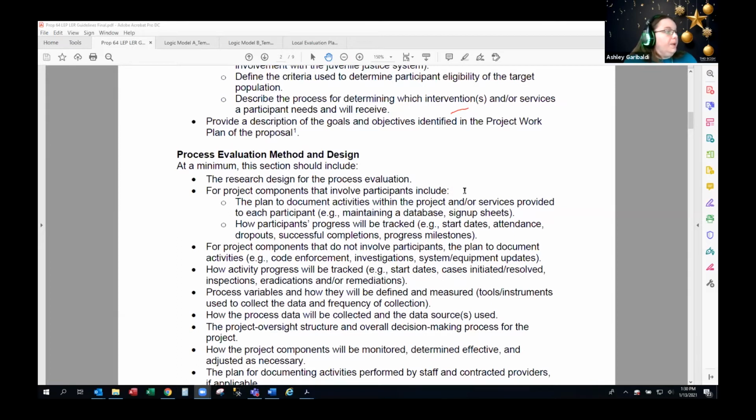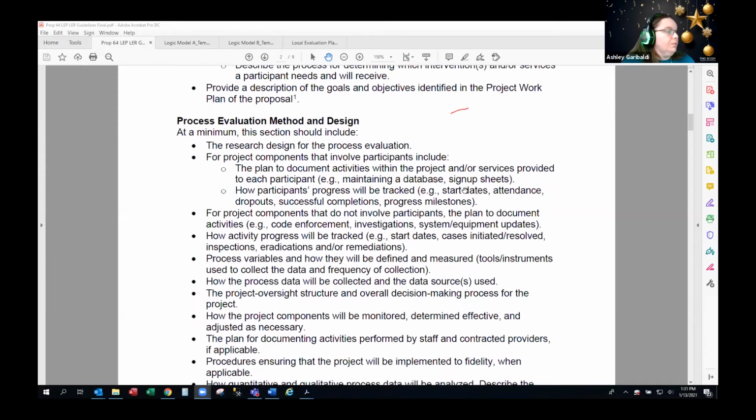So, a big part of the local evaluation plan: we ask you at a minimum in this section to include the research design for the process evaluation. For the project components that involve participants, please include the plan to document activities within the project or services provided to each participant, maintaining a database or sign-up sheets, and how the participants' progress will be tracked: start dates, attendance, dropout, successful completions, project progress milestones, etc.